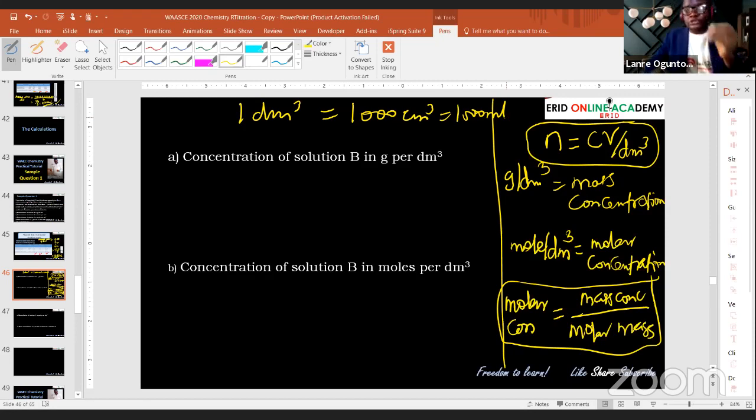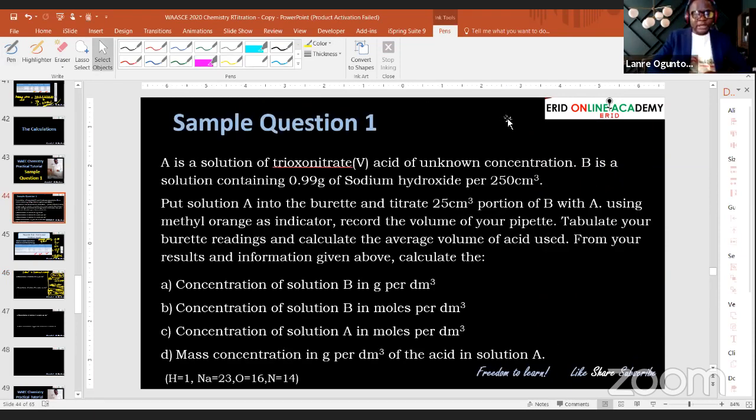So concentration of solution B in grams per dm cube. Let's go back to the question, and from the question we'll be able to see whether we have a clue to help us do this calculation. So going back, this is the question that we have. In the question, we're given this. It says that solution B contains 0.999 grams of sodium hydroxide per 250 mL.